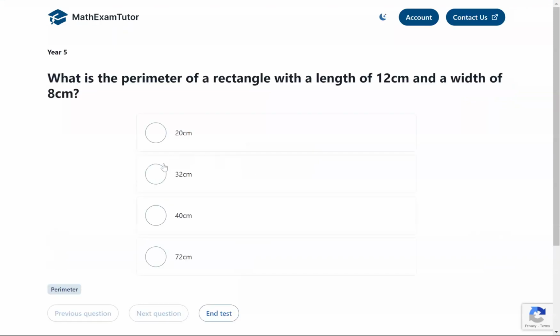Our test covers many topics according to the different grade in the year the student is currently in. So in this example, the question: what is the perimeter of the rectangle with a length of 12 cm and a width of 8 cm? And the answer is 40.